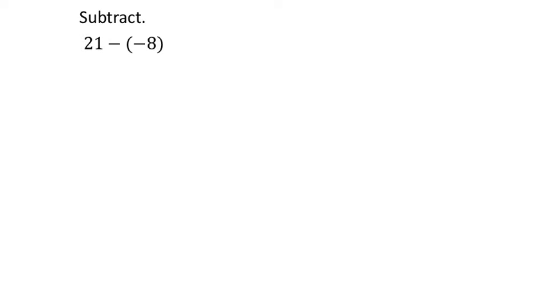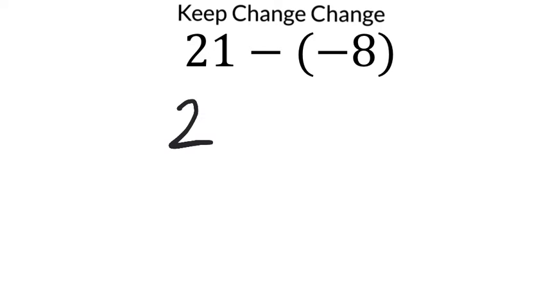All right, here's another one for us. 21 minus negative 8. So once again, let's see if we can put in some keep, change on this. Okay, so the first value is 21. It's positive, so it will keep its positive sign. Then I will change this operation from minus into plus.